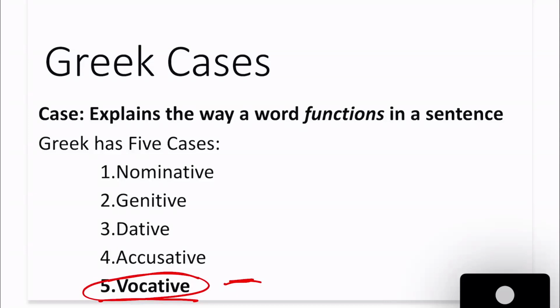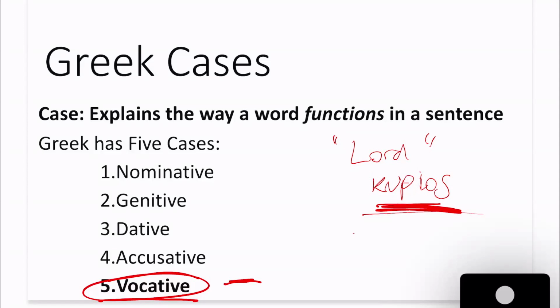So for instance, let's use the word Lord. The Lord is our noun that we want to try and understand. And the Greek word for Lord is kurios. And so if I used kurios in a sentence in this exact form, then I would know that it is the subject of the sentence because it's in the nominative case.